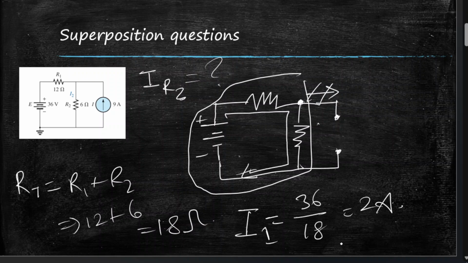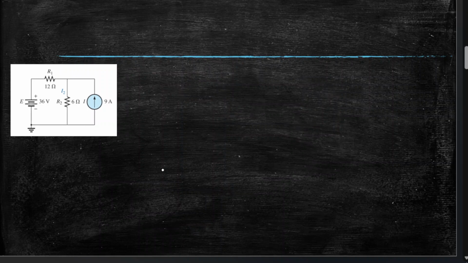Now we have to find the current flowing through resistor R2 due to the effect of this current source, 9 ampere. Let's do that here. Again, let's redraw the circuit for ease of explanation. So now we will replace the voltage source with a short circuit, and the resistors will remain as they were.